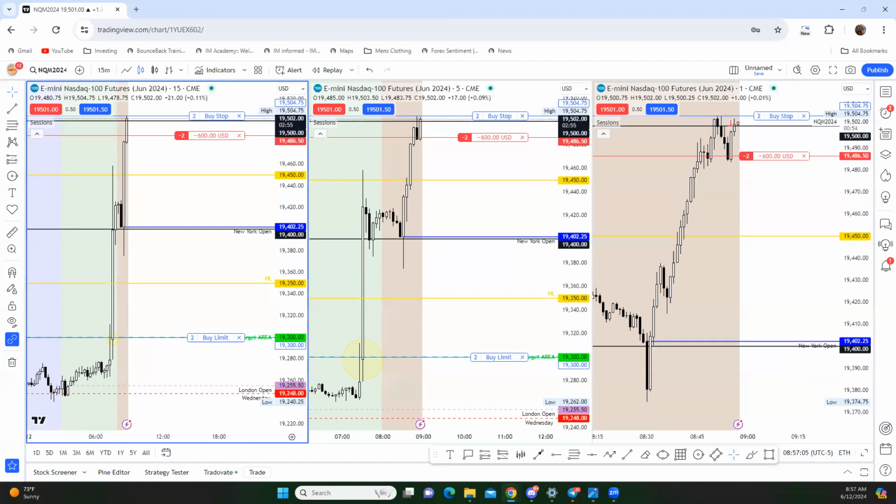But if we can go, I'd say 2 or 3x in profit here, like we push to 19,450 kind of quick, I may cover the position, depending on how the 5 minute closes.